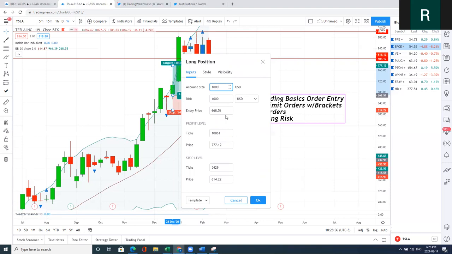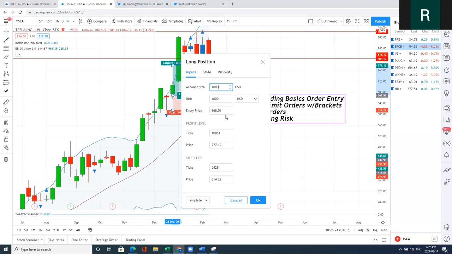So for Tesla, it will be stop limit. The stop price would be 668.51. The limit price would be 668.55. Let's say you add 4 cents. Okay. And for smaller stocks, you only want to add 1 or 2 cents. Okay. So that's part one. This is the order that's going to be our buy. This is going to put us in the market.